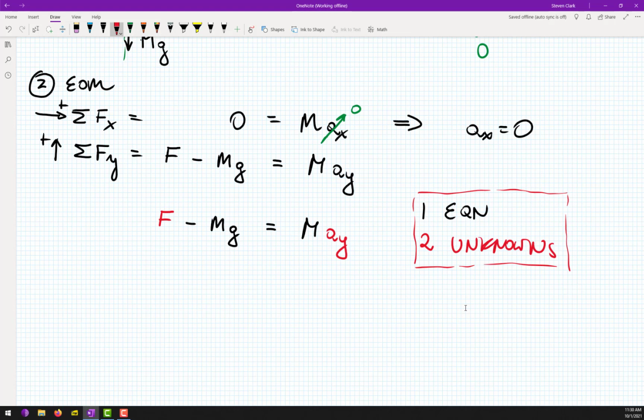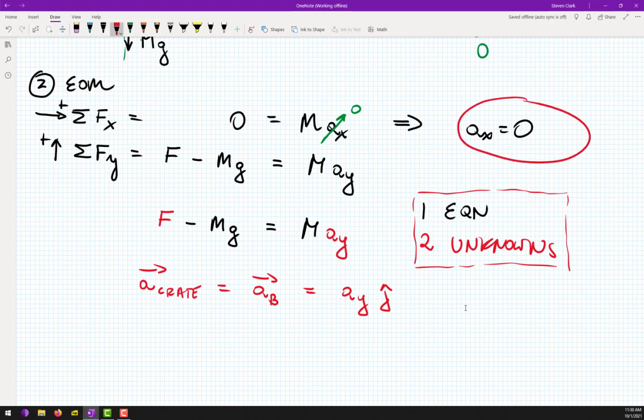Okay. However, before finding more equations, we have one more information. Remember, guys, that our crate, or AB, has only y component. Yes, it has AY j, because this guy is 0. This is very important information for us. We know that our crate will accelerate upwards. So we know actually two information.